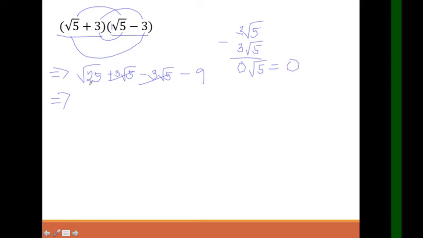Now, what is square root of 25? That's 5. 5 minus 9. And finally, our answer is negative 4 because 9 is bigger than 5 and the sign of 9 is negative. So we have negative 4. Did you get it? Okay. Di ba? Dali lang. Now, let's have another example para mas maintindihan natin siya. Okay. Let me select my pen.